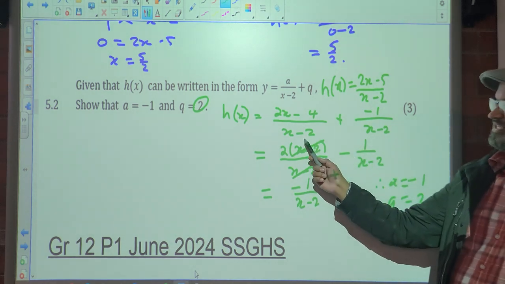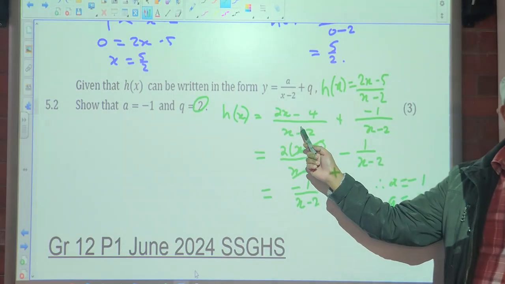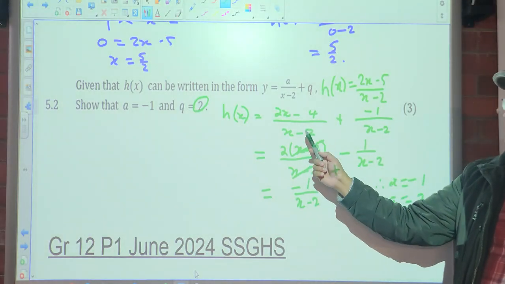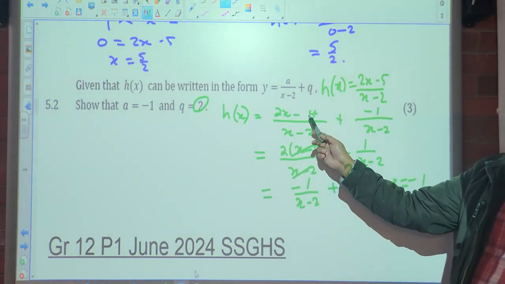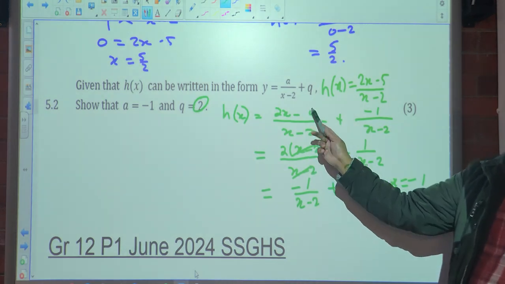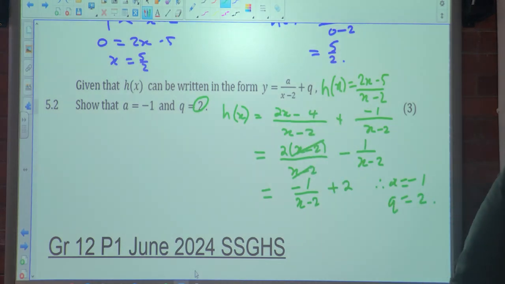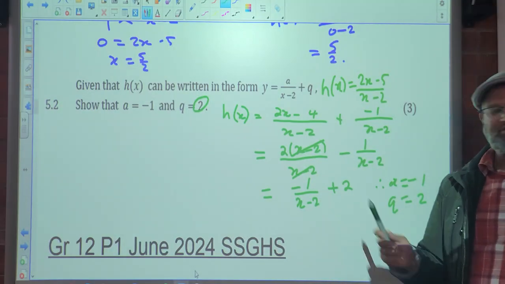Yeah, because we want this to be divided into that. You understand? So if this was a 5 here, then I can't divide that into that without a remainder. So what I do is I look for factors so that we can cancel, so that I can be left with a constant.